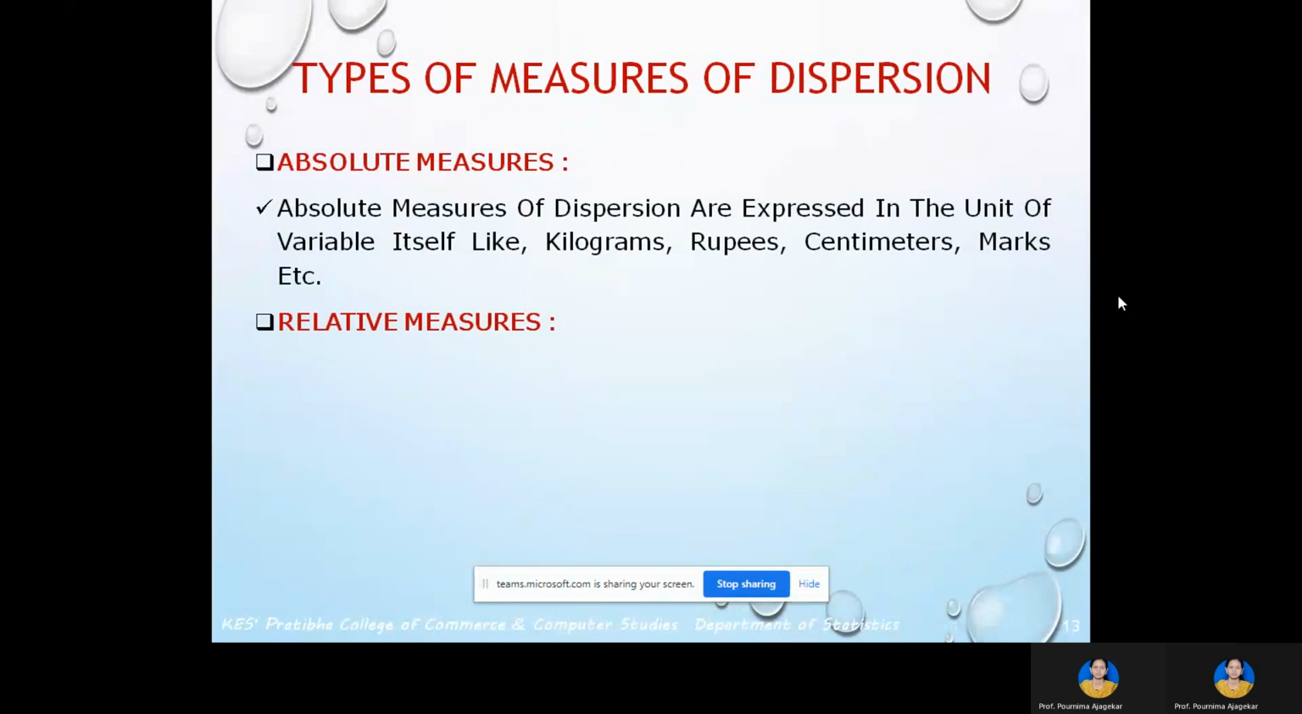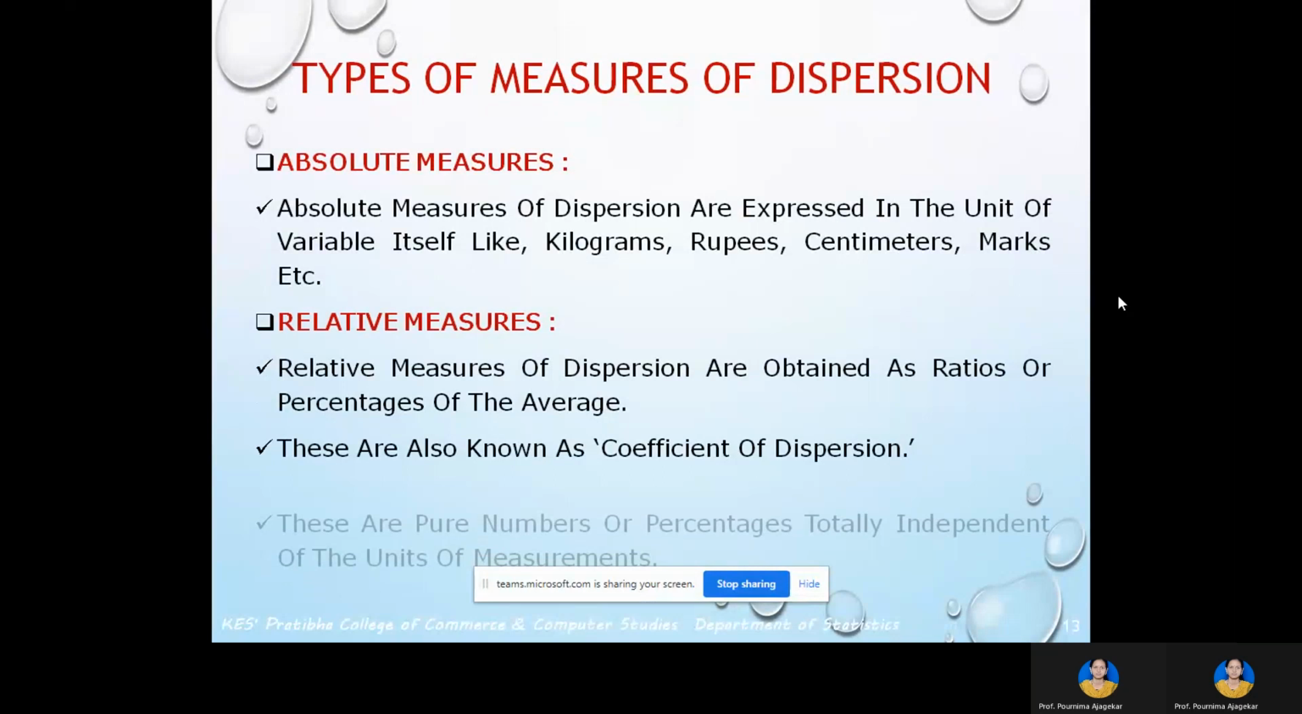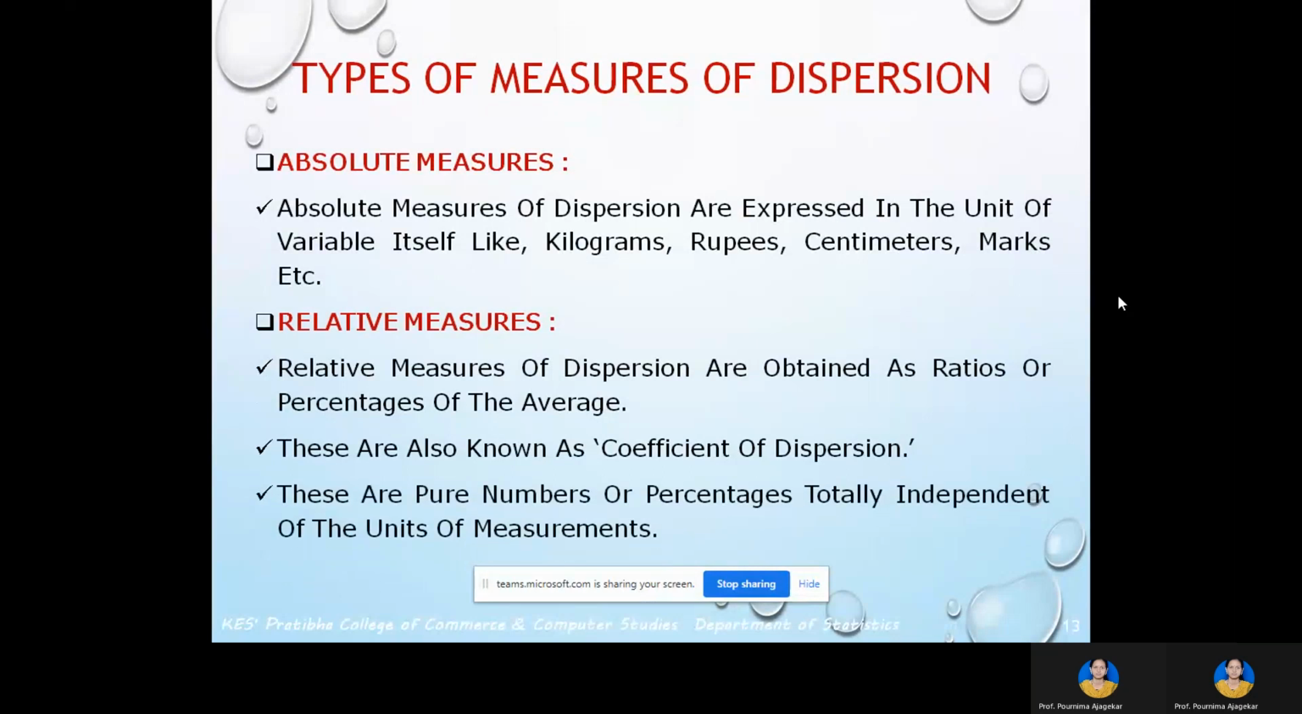The second one is relative measures of dispersion. Relative measures of dispersion are obtained as ratios or percentage of the average. These are also known as coefficient of dispersion. These are pure numbers or percentages totally independent of the units of measurements.